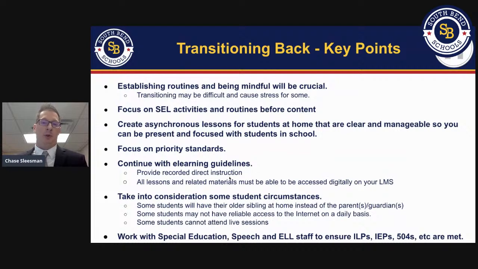Provide any recorded instruction to those students, and then all lessons and related materials must be able to be accessed digitally on your LMS. So again, even though you are going to be having students back in class, my recommendation is just keep everything up to date with your LMS.